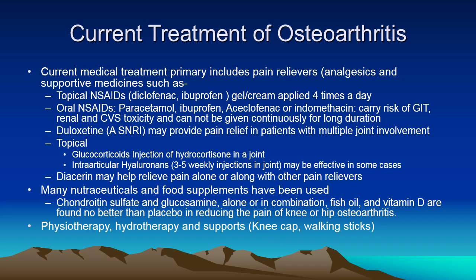Duloxetine has been tried for severe pain, and glucocorticoid injections have been used in single joint arthritis, and intra-articular hyaluronans, particularly hyaluronidase, are also found to be effective. Diacerein is also effective as an analgesic alone or along with other agents. But these analgesics all carry their individual risk of adverse effects when used continuously.